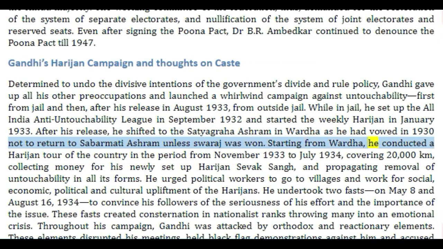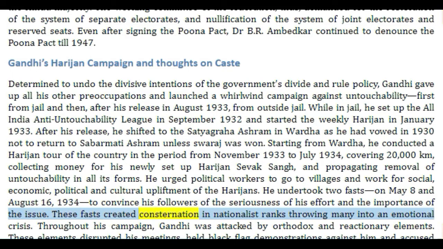Starting from Wardha, he conducted a Harijan tour of the country in the period from November 1933 to July 1934, covering 20,000 kilometers, collecting money for his newly set up Harijan Sevak Sangh, and propagating removal of untouchability in all its forms. He urged political workers to go to villages and work for the social, economic, political, and cultural upliftment of the Harijans. He undertook two fasts on 8th May and 16th August 1934 to convince his followers of the seriousness of his effort and the importance of the issue.